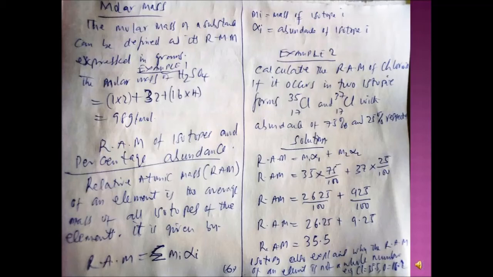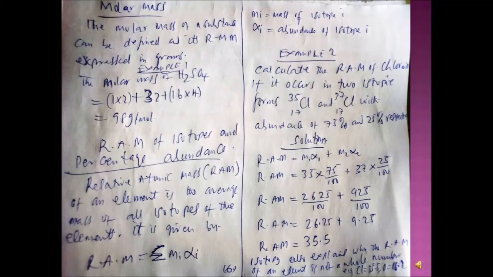Like we have mentioned earlier, the molar mass of a substance is just the relative molecular mass expressed in gram. Then relative molecular mass of isotopes and percentage abundance, like the two activities that were given, are under this. So that's why I want us to go through it, so I'll be able to do that activity without stress.